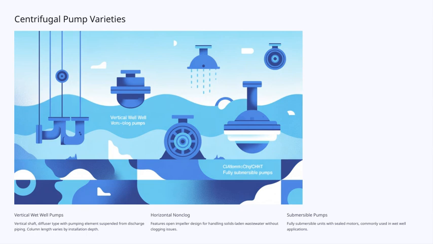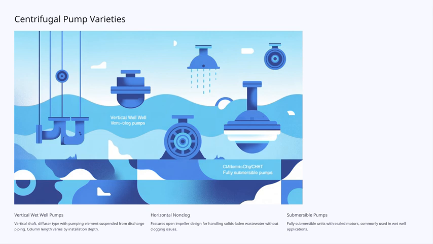These pumps feature a vertical shaft and a diffuser design, with the pumping element suspended from the discharge piping. The column length can vary depending on the installation depth, making them quite versatile for different setups. Next, we have horizontal non-clog pumps. These are designed with an open impeller, which is a key feature because it allows them to handle solids-laden wastewater without clogging issues. This makes them especially useful in applications where solids are a concern.